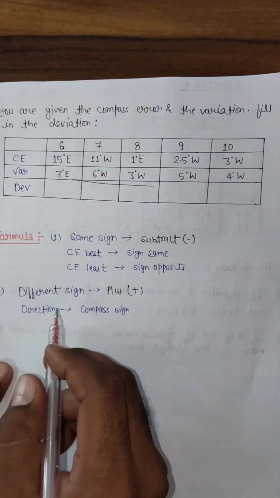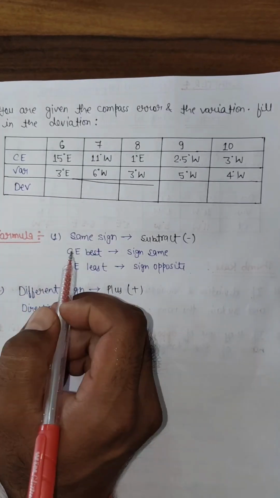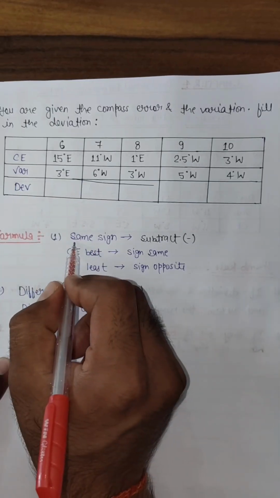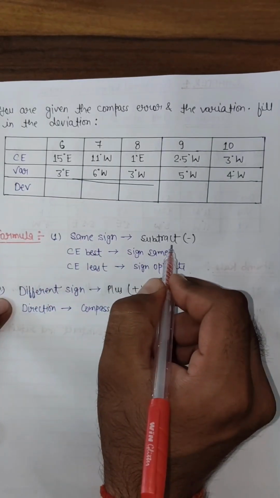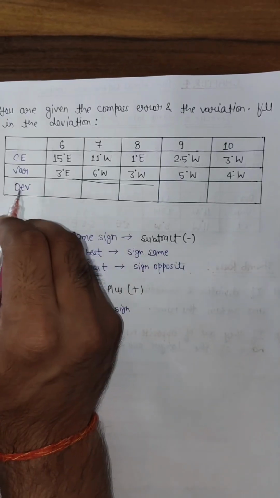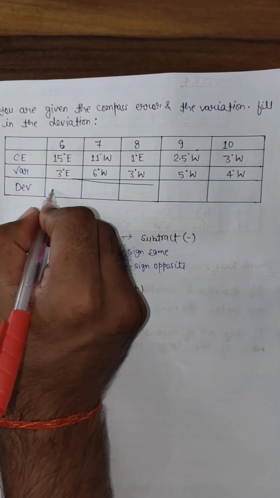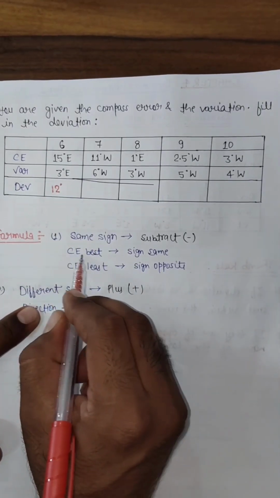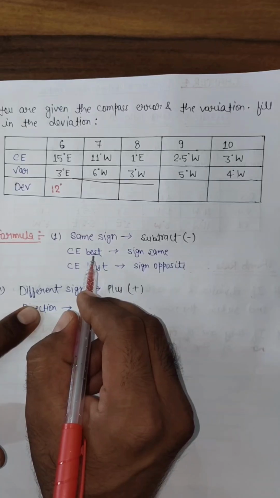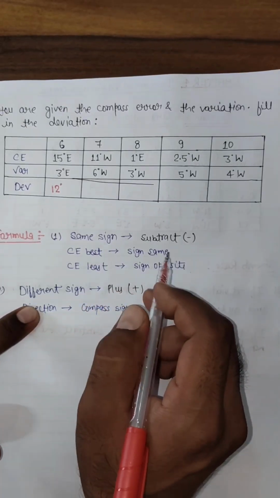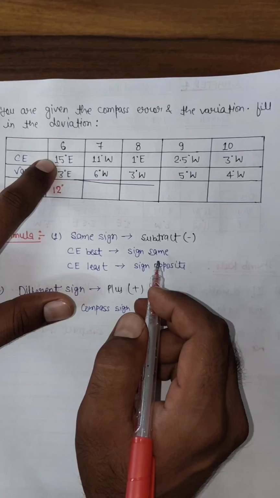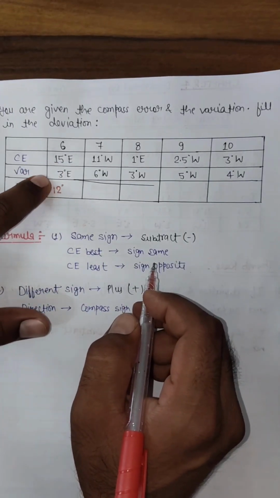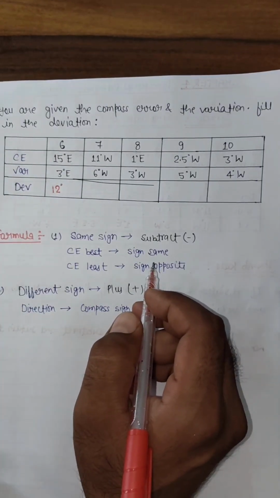Now let's understand how this formula will apply here. In the first question, compass error and variation both have the same sign, so the first formula will apply here. Because same sign, we have to subtract, so we will subtract compass error and variation, that is 12 degree. And the first rule is: if the compass error is greater as compared to variation, then the sign would be the same. Here the value of compass error is greater as compared to variation, so the sign would be the same. Which sign? The compass error sign would be the same.